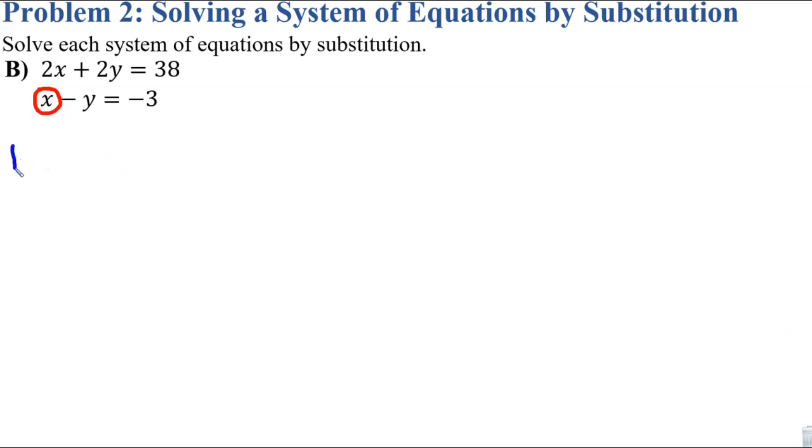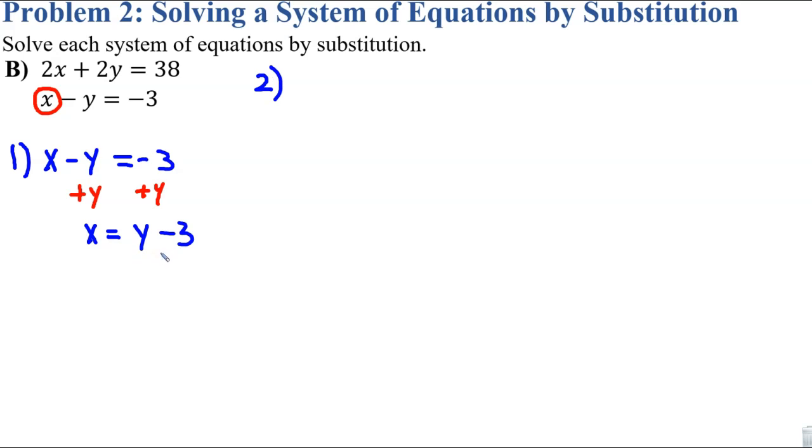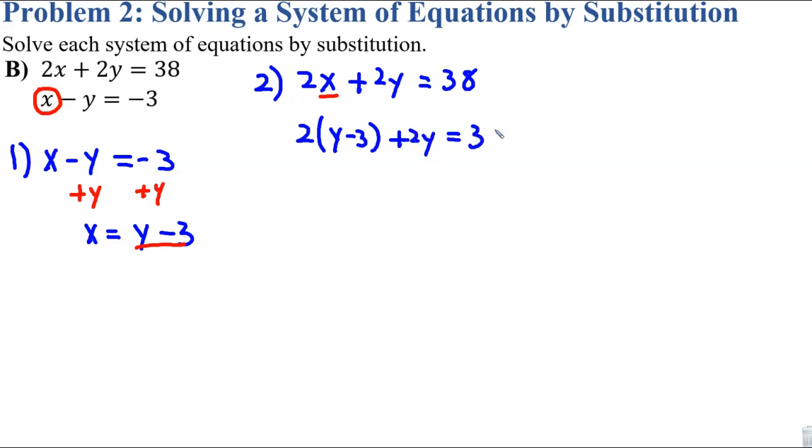So step 1, pick an equation. We'll go with the x minus y equals negative 3 and solve it for one of the variables. I'm going to solve it for x, so for that we'll just add y to both sides. That'll give us that x is equal to y minus 3. All right, step 2 then, we said substitute that expression into the other equation and then solve. So we'll take our 2x plus 2y equals 38 and substitute in for the x this y minus 3. So I can write that as 2 times the quantity y minus 3 plus 2y equals 38.